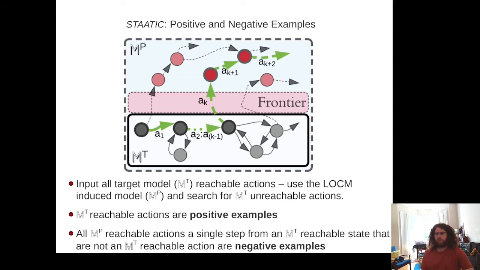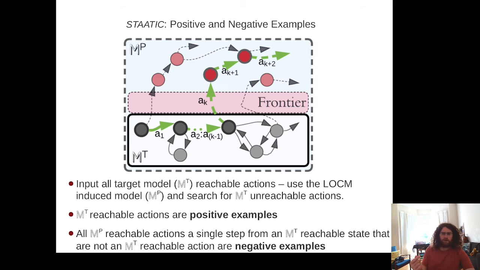In this work, we're going to use a different assumption. We're going to assume that we've got the reachable actions, so this is all the actions that are reachable in the target model. What we're going to do is try and find some examples using this idea of a frontier. If you imagine you've got an action sequence that you're building, while you're using reachable actions in the target model, those states are all okay in the target model, because we're assuming that the dynamics have been captured correctly by LOCM.